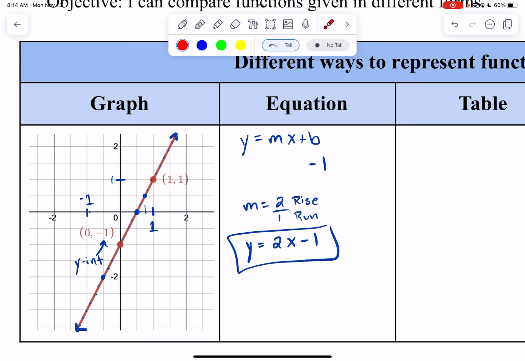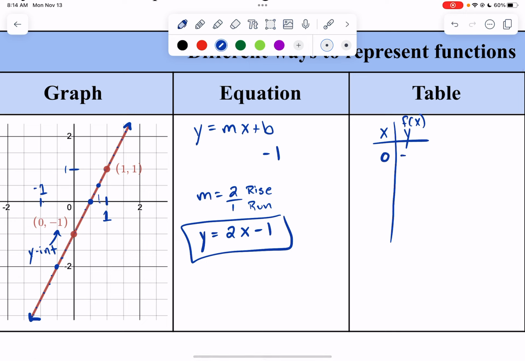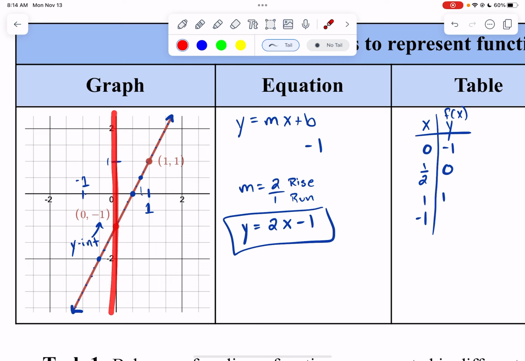All right, I can also show it in a table, an x, y table, or x, f of x if we're doing function notation. When I put in a 0, I get out a -1. When we put in a 1/2, we get out a 0. When I put in a 1, we get out a 1. When I plug in a -1, let's look, I get out a -3. But I could also put it into the equation. When I plug in a -1 here, 2 times -1 is -2, minus 1 is -3.